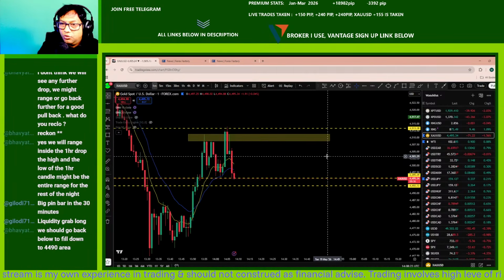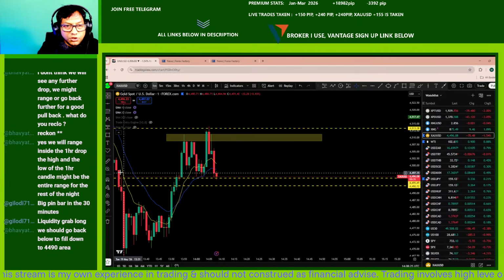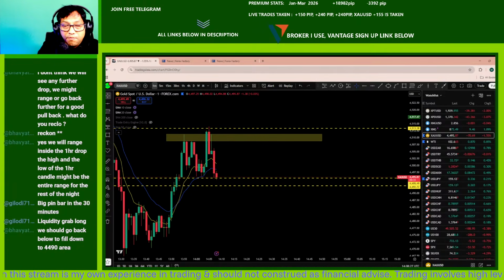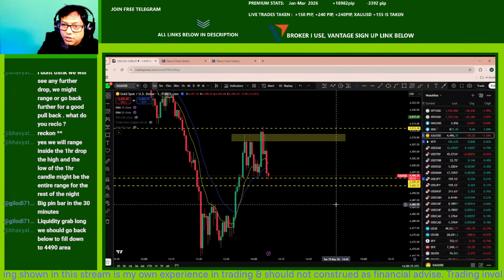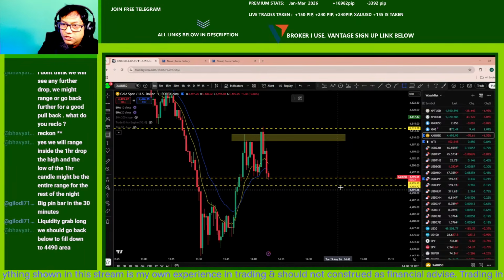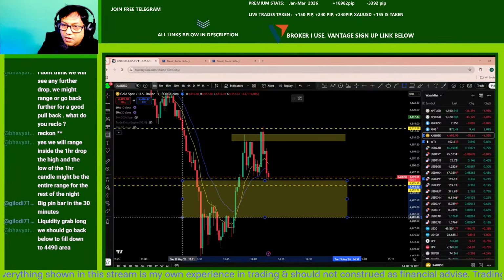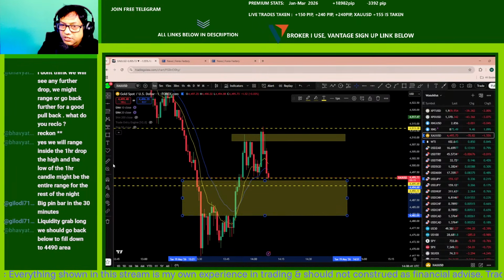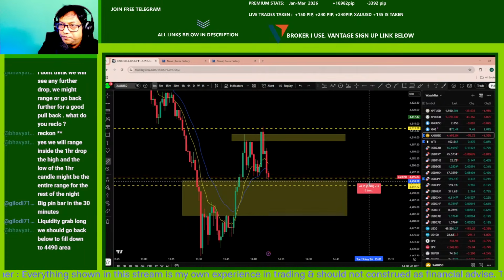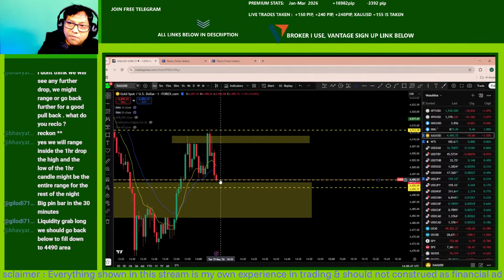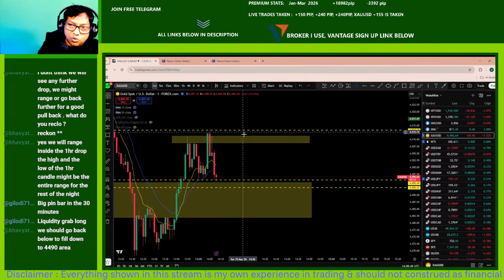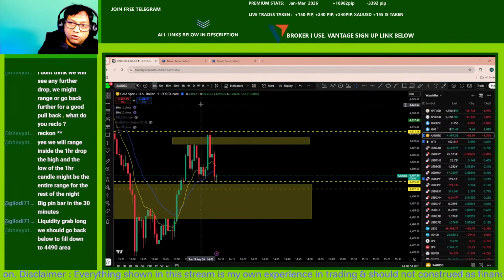And I'm always fully cautious about any entry for the best trade setup. It should go back again below to fill down 4490. This zone, you can see this is a gap here, which is a fair value gap up to this level, which is nearly 124 pip.